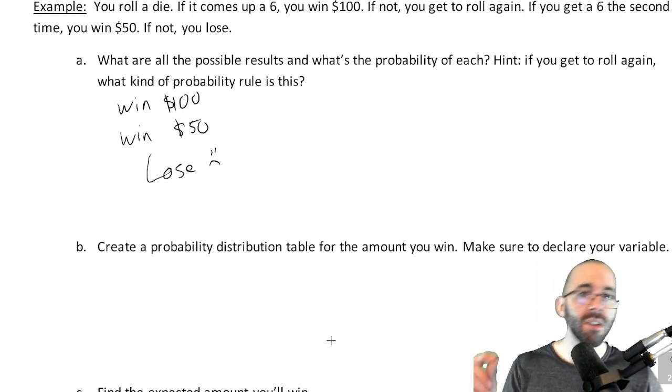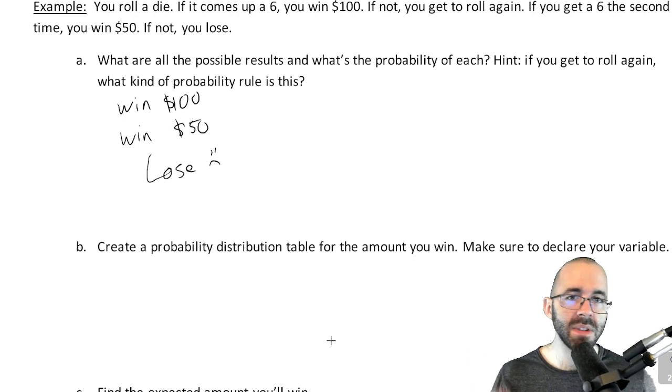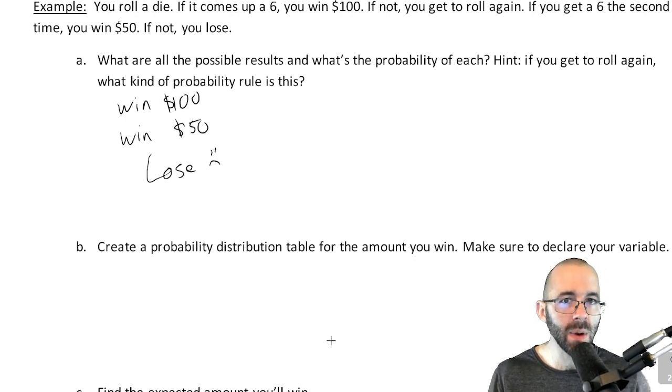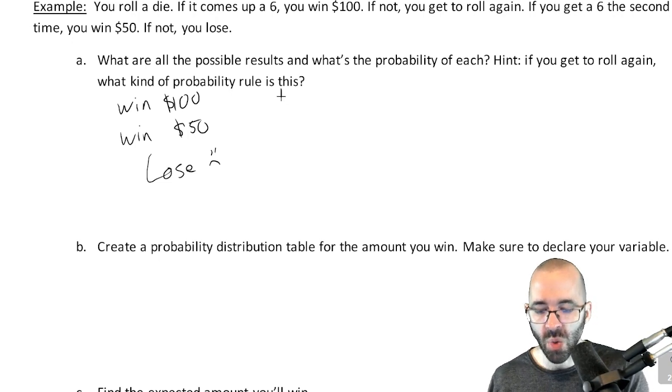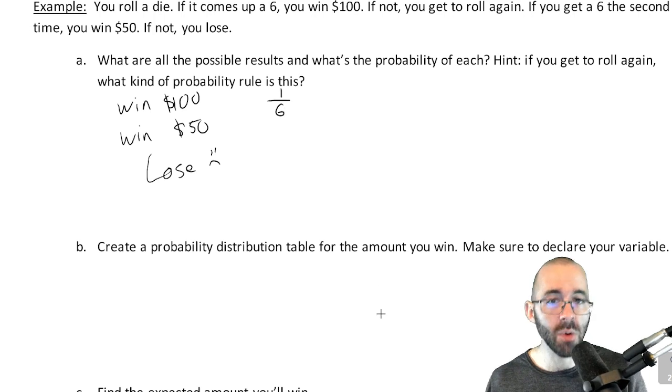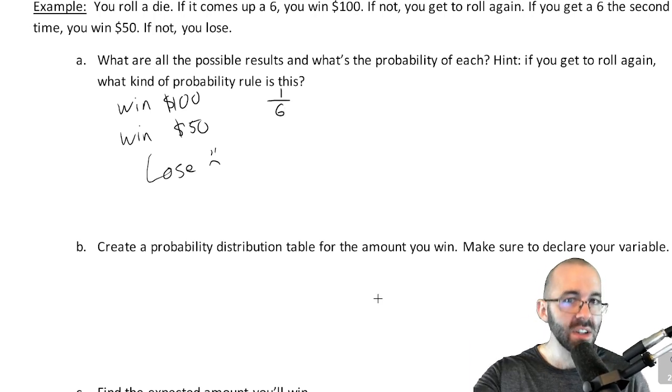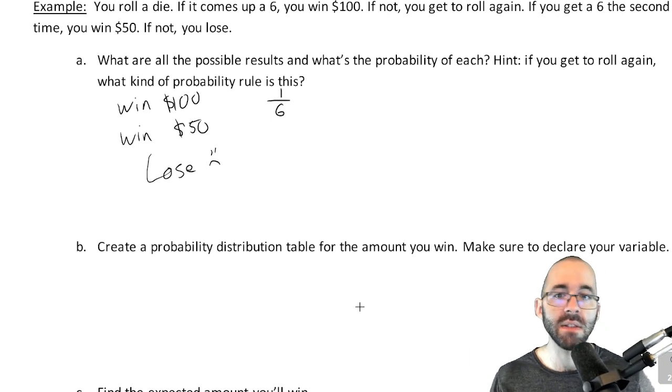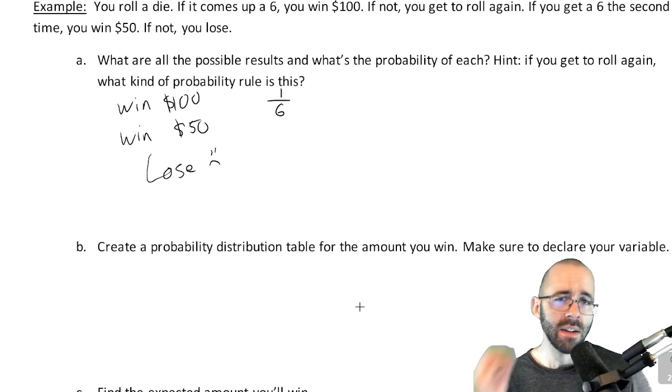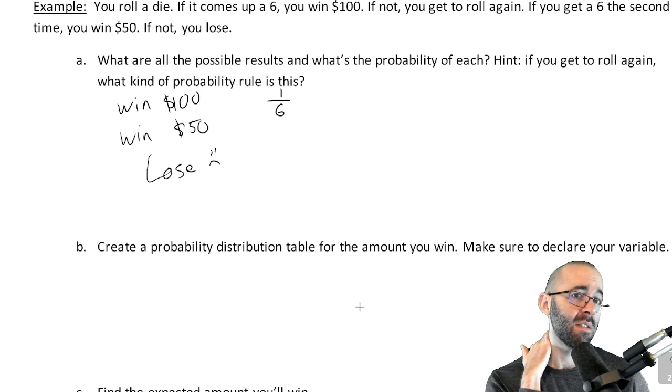So if we roll a single 6-sided die and it comes up a 6, what's that probability? That's how we win. Rolling 1 die, coming up 6. Well, there's 1 favorable outcome, a 6. There are 6 total outcomes, 1, 2, 3, 4, 5, 6. Probability of winning $100 is just 1 out of 6. Now the next one's a little bit more complicated.